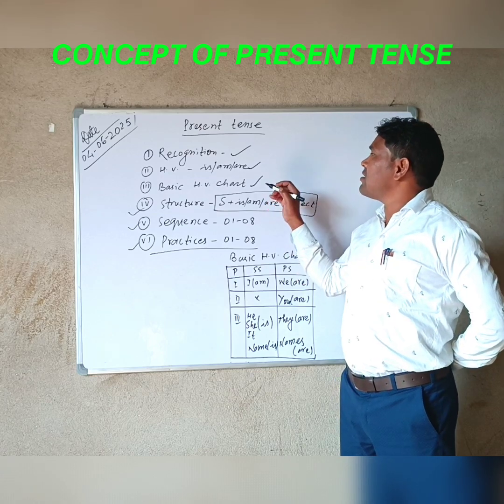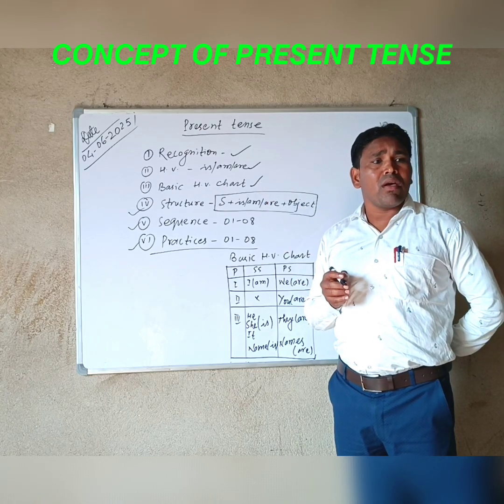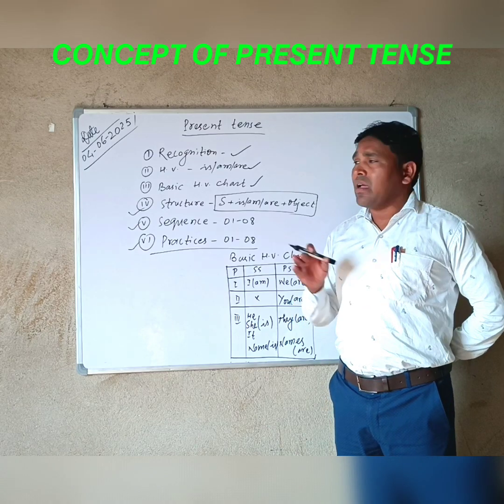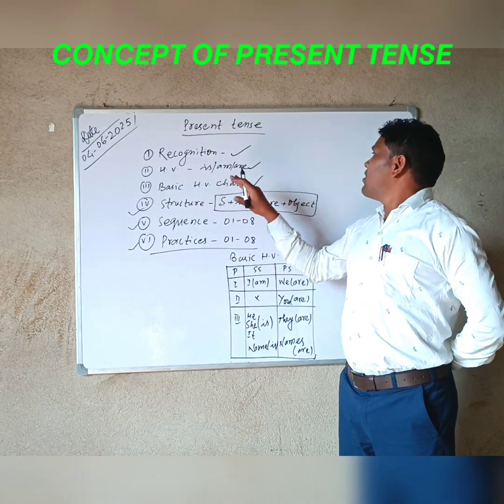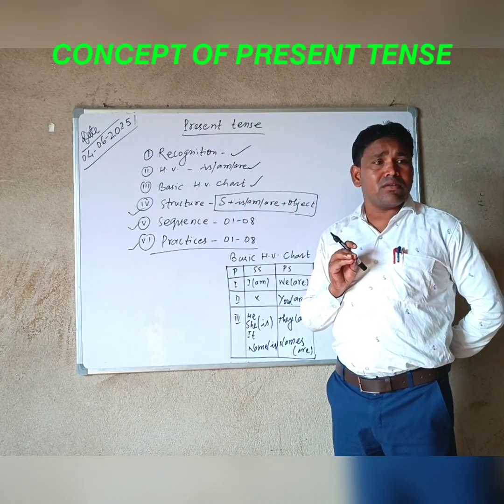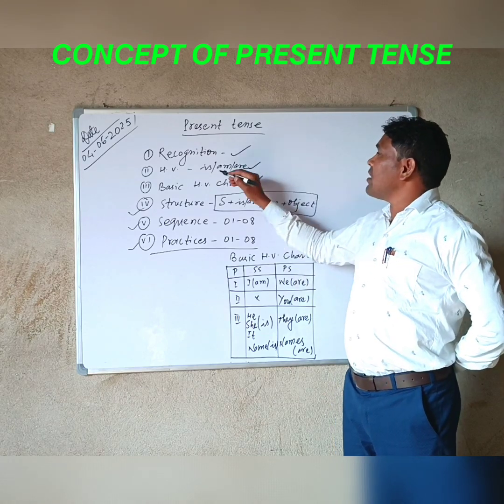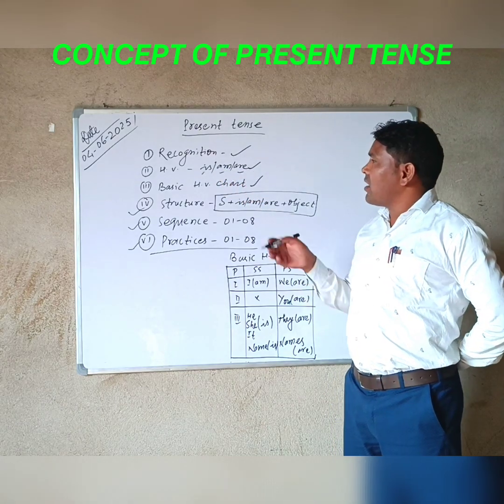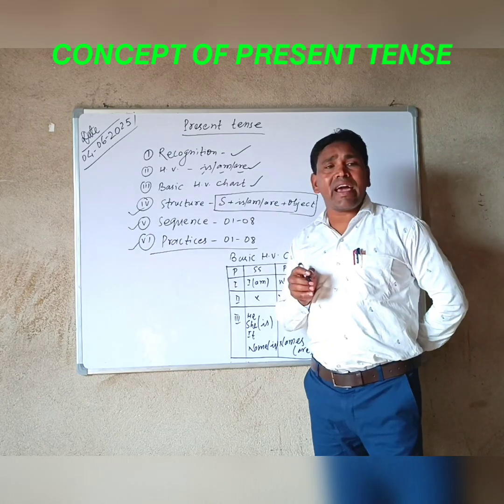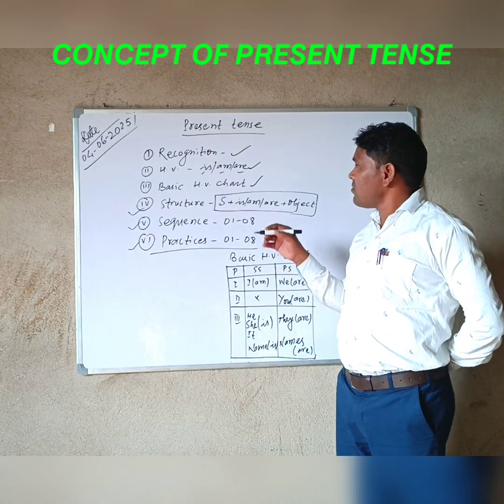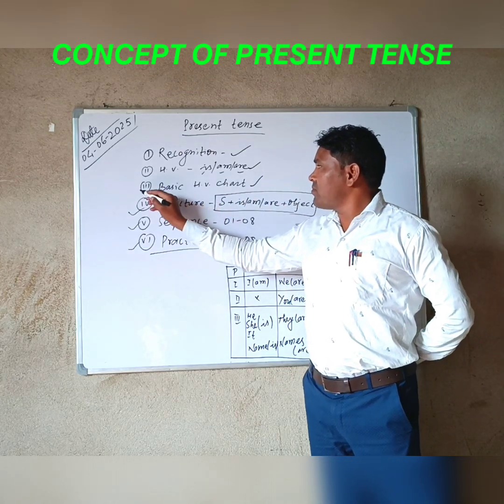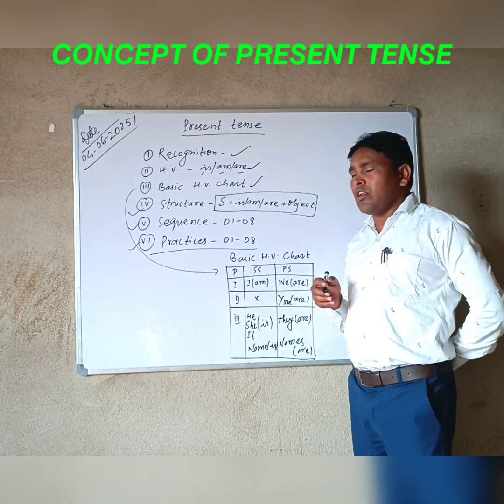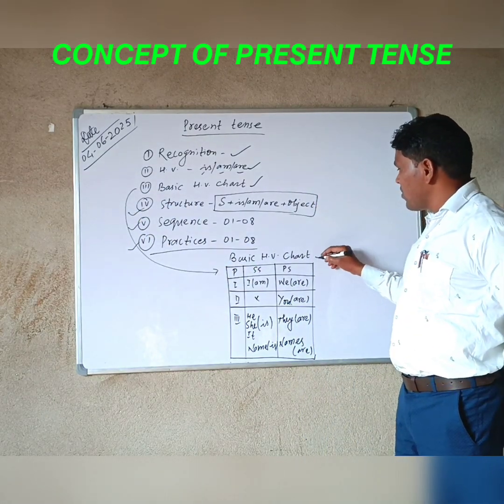The next one is HB, helping verb. Among the 24 HBs, in this present tense, 3 HBs are used, and those are is, am, are. The third is the basic HB chart. Basic HB chart, you can see here. I would like to tell you about the basic HB chart.